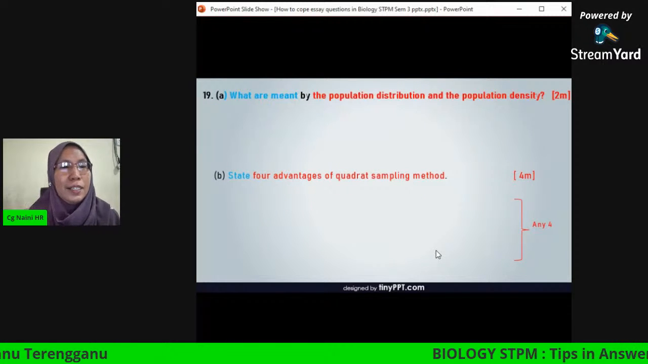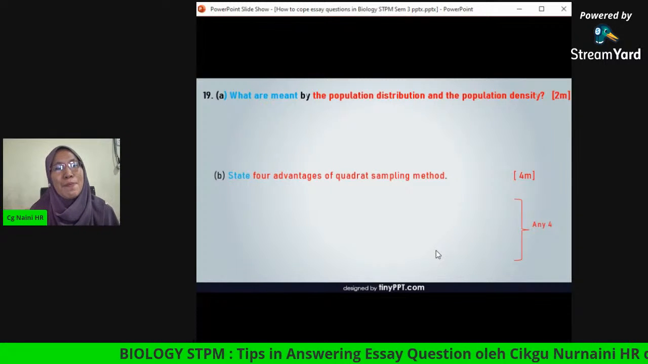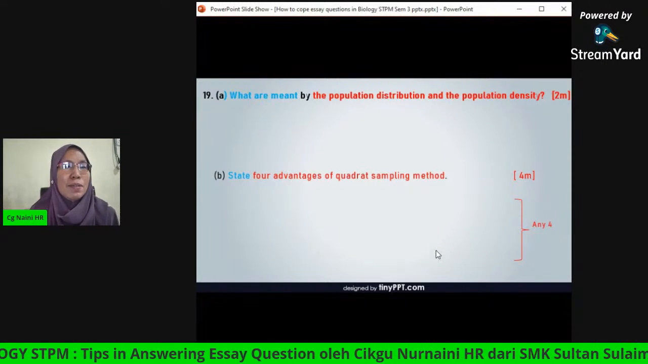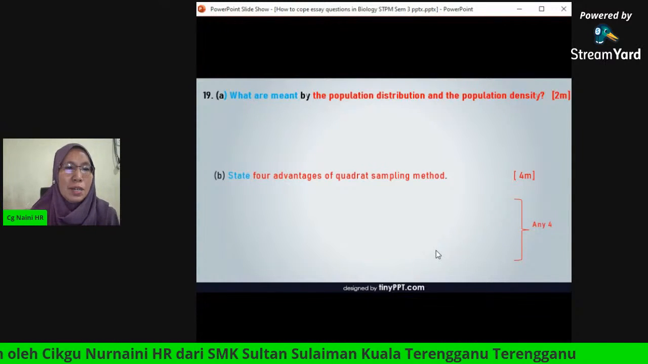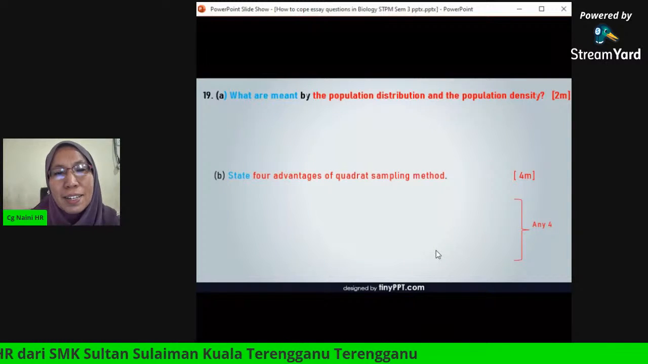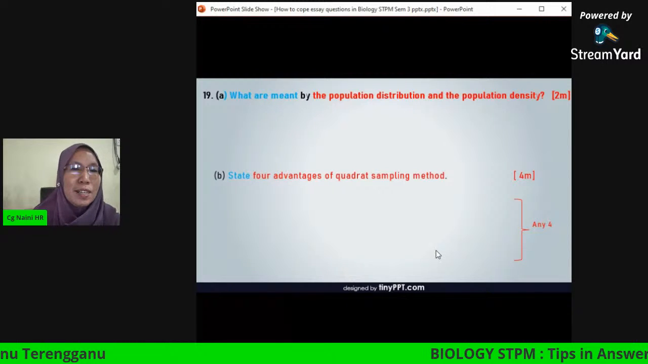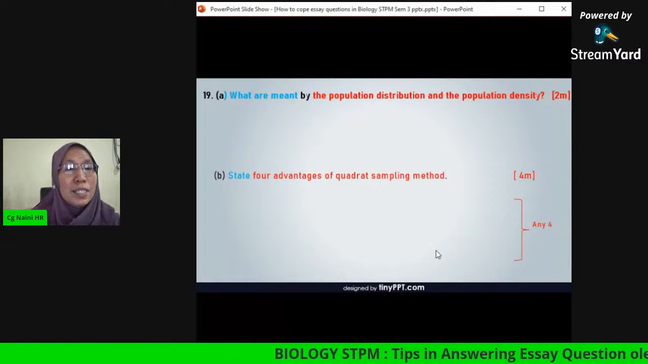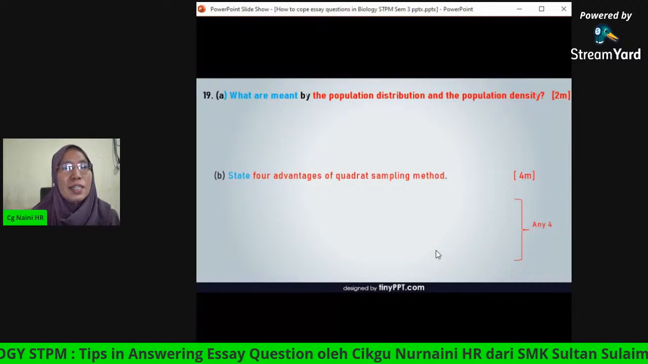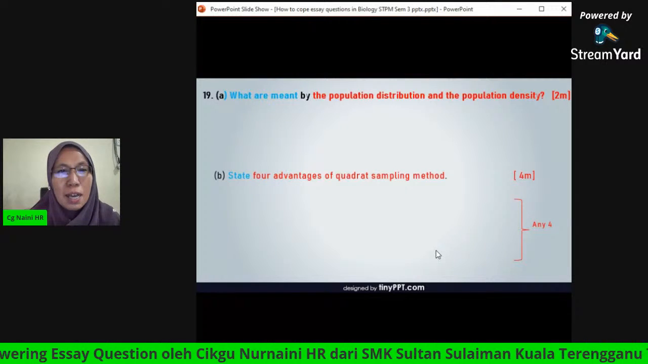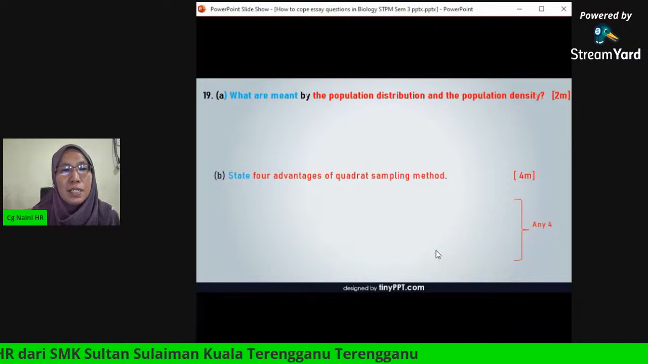Okay, so another topic in ecology. For this question, what does it mean? They refer to what I mean. Apa yang dimaksudkan? What do I mean by population distribution, one, and second, the population density. The marks given is 2 marks. That means you must give the definition, not explain, sorry. Give definition, what I mean. Definition for population distribution and definition for population density. So each definition gets 1 mark.